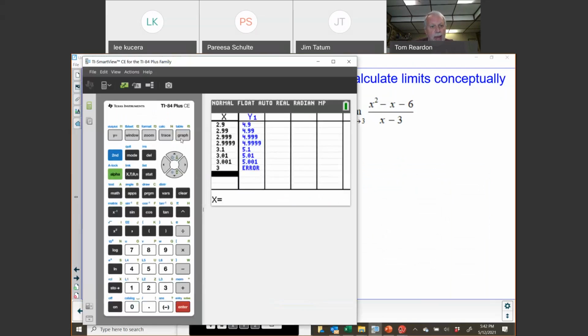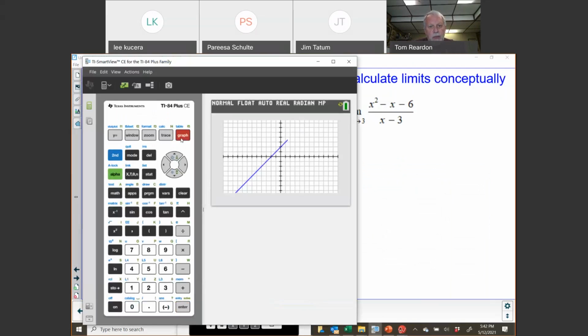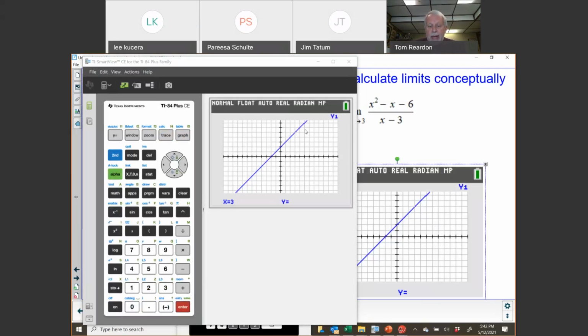So if I would go ahead and graph this function, some of the students will say, oh, it's a line. Well, it is, but if I trace, again, as x approaches, let's say 2.9 and 2.99 and so on, okay? But when I get to 3, watch what happens again. It's undefined there at 3, okay? And again, I can approach from left and from right, okay, in this case.